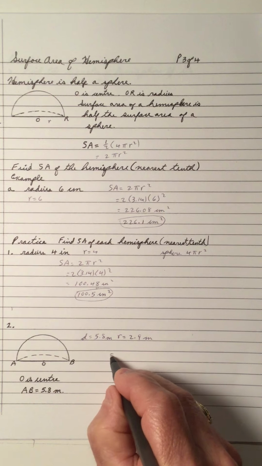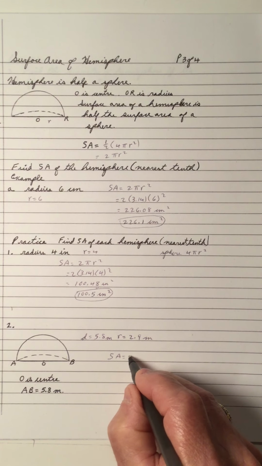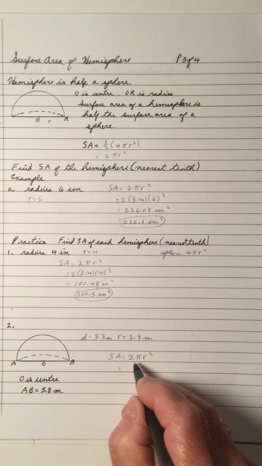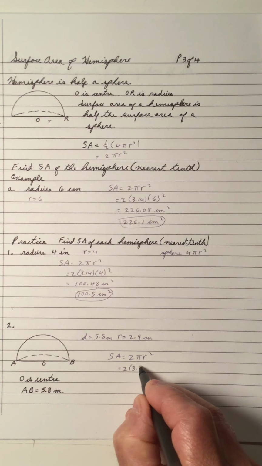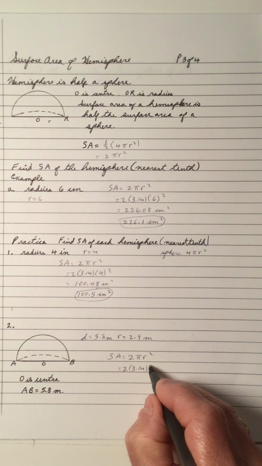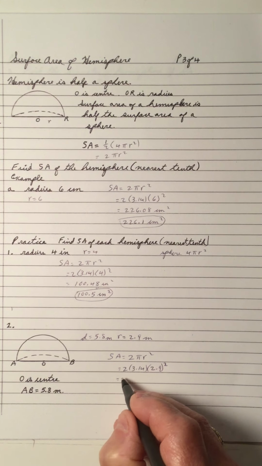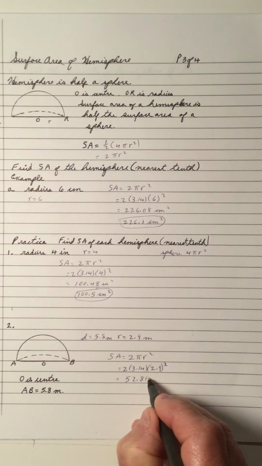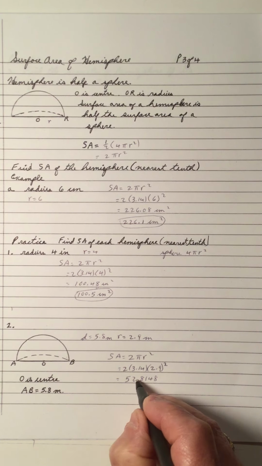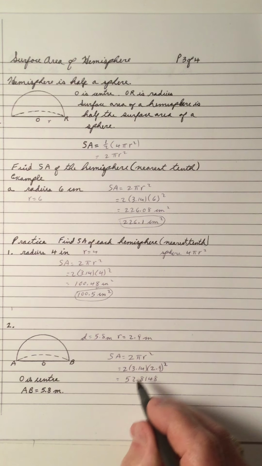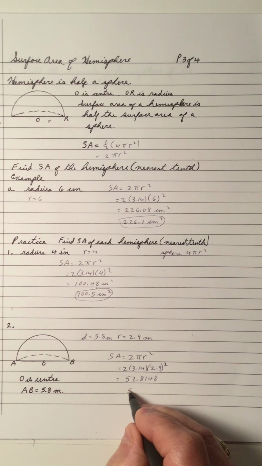So the surface area of a hemisphere is 2 pi r squared, half a sphere. 2 times 3.14 times 2.9 squared, put in brackets, and you work that out on your calculator and you get 52.8148. This comes up on my calculator. We round it to the nearest tenth, it says.